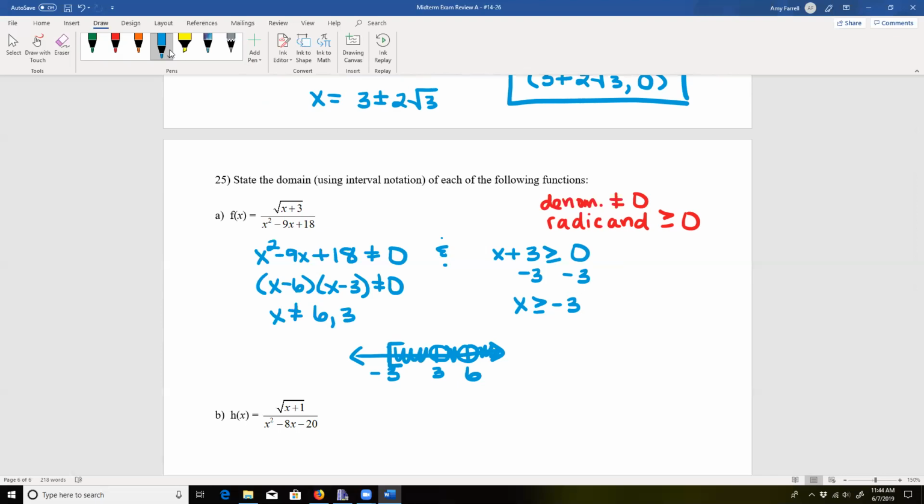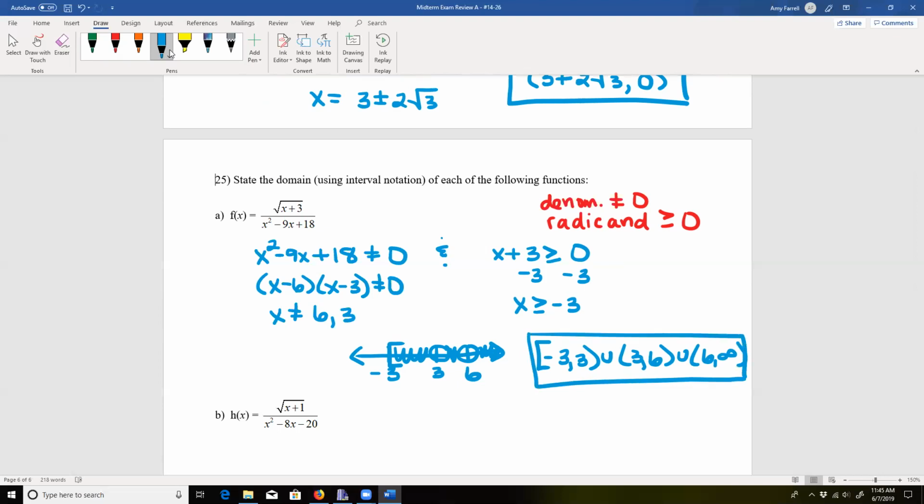These are all the numbers that you could substitute or plug in or input into that function, and you would get a real number output. So my domain is negative 3 to 3, 3 to 6, 6 to infinity. So basically it's all real numbers greater than or equal to negative 3 with the exception of 3 and 6. We want to remove those because those would result in division by 0.